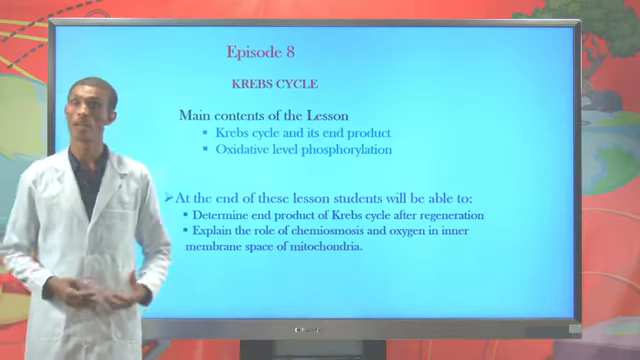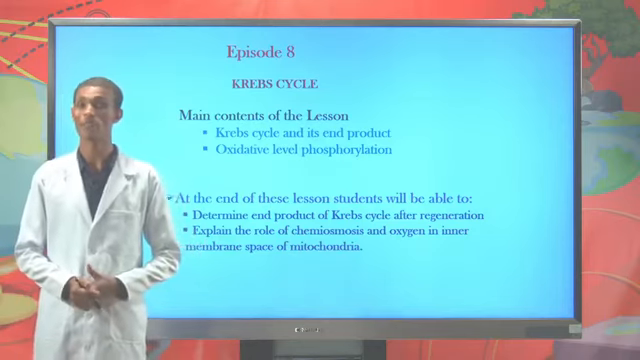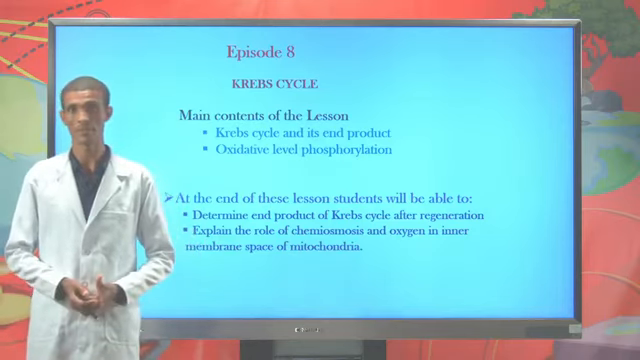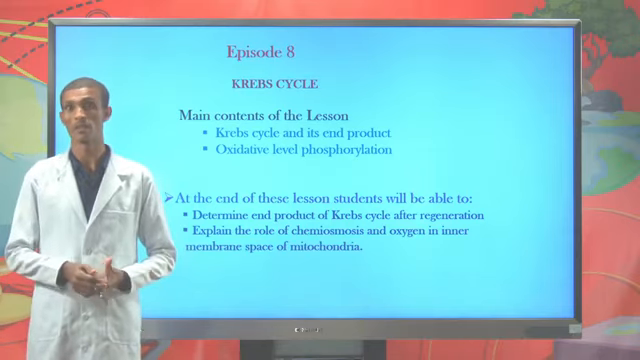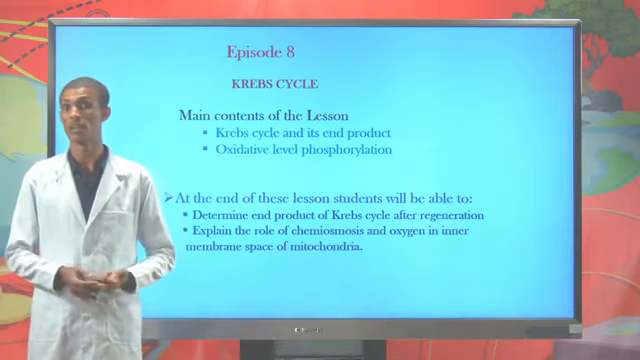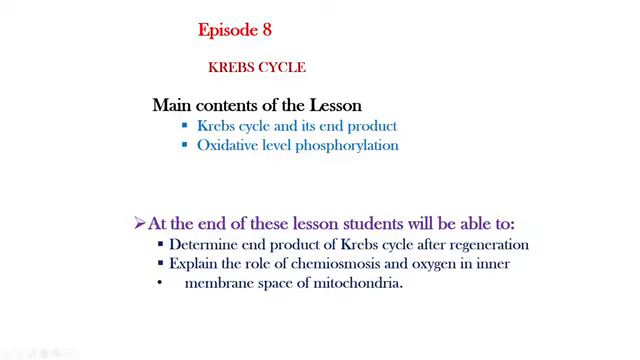Student, in our last lesson, we have seen some stages of respiration, glycolysis, and then link reaction. Under this lesson, we are going to see the Krebs cycle and its end product, and again oxidative phosphorylation.